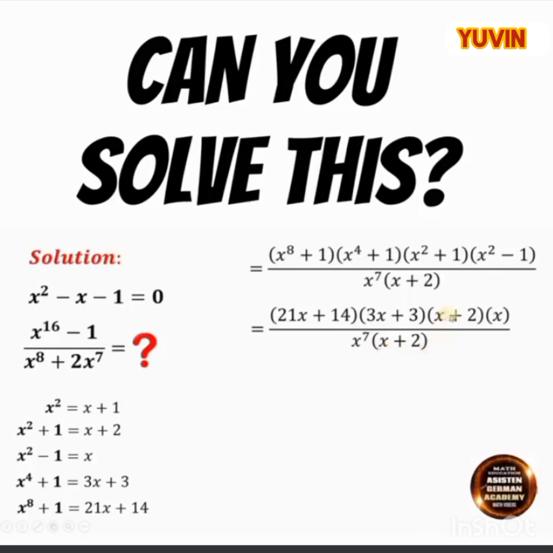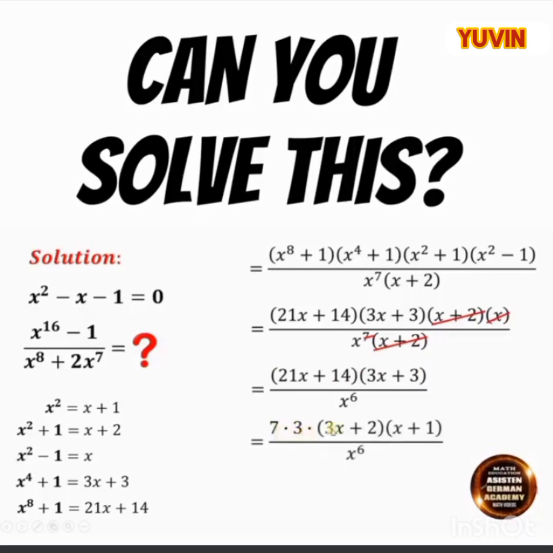Now, as you can see, we can cancel out x plus 2 on the numerator and x plus 2 on the denominator. Also, we can cancel out 1x on the numerator and 1x on the denominator. Therefore, we have 21x plus 14 multiplied by 3x plus 3 all over x raised to 6. Now, on the numerator, on the first factor, we can factor out 7, and on the second factor, we can factor out 3. Therefore, our numerator becomes 7 times 3 times 3x plus 2 times x plus 1. Now, x plus 1 is familiar to us because it is equal to x squared.